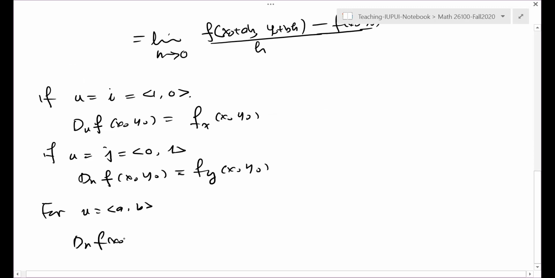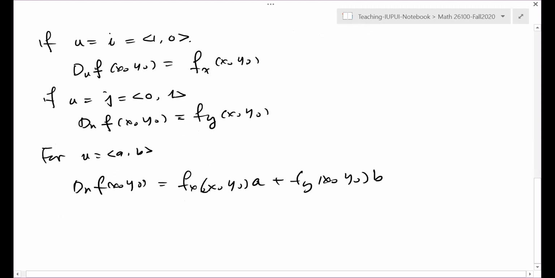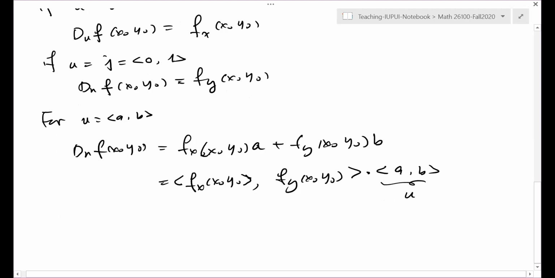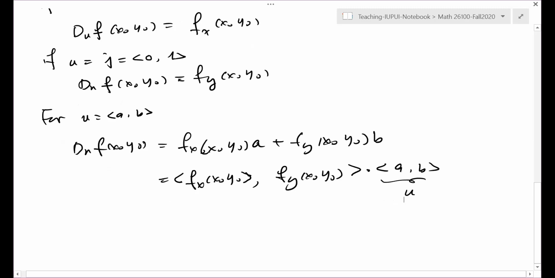For a general vector, I'm going to rewrite this in a slightly different way. So I write down the formula again. Now this is actually an inner product. There is another notation, (a, b), and this is the inner product, sometimes called the dot product, with u. What is that? The vector defined by those two partial derivatives.